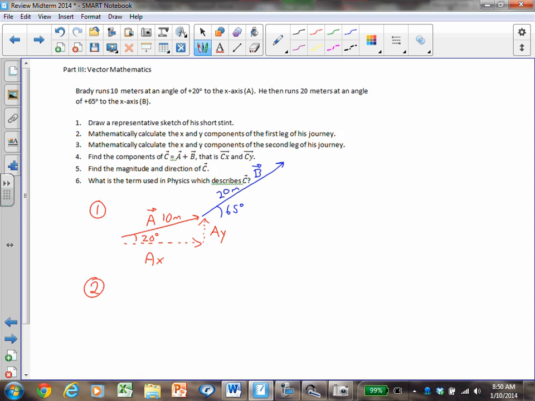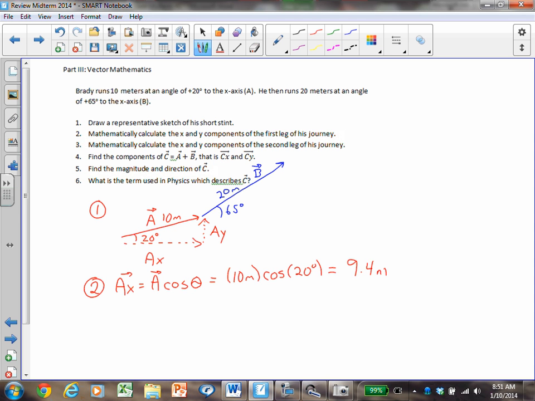And who wants to tell me what the formula for Ax is? Okay, so Ax, which is also a vector, is A cos theta, which will be 10 meters times the cosine of 20 degrees. You might want to have your calculator out to make sure it's in the right degrees mode. So you get 9.4 meters.